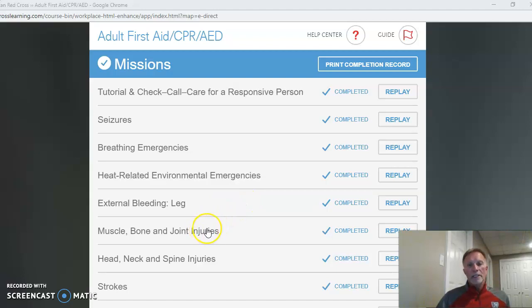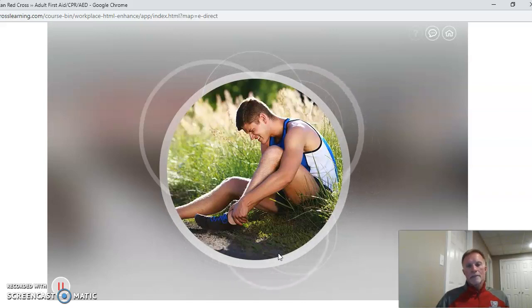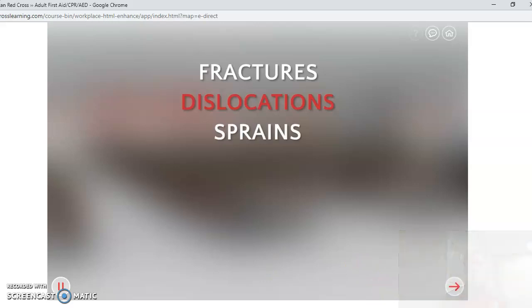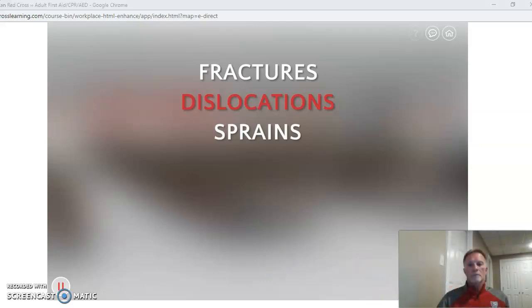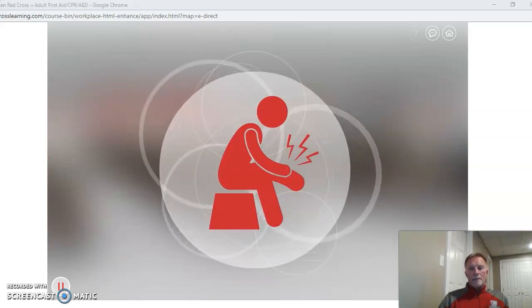Muscle, bone, and joint injuries come in all shapes and sizes, and it's important for you to be able to recognize the different types in order to provide proper care. The four main types are fractures, which are a complete break, chip, or crack in a bone; dislocations, which is the movement of a bone at a joint away from its normal position; sprains, which involve the stretching or tearing of ligaments at a joint; and finally, strains, which is the stretching and tearing of muscles or tendons.